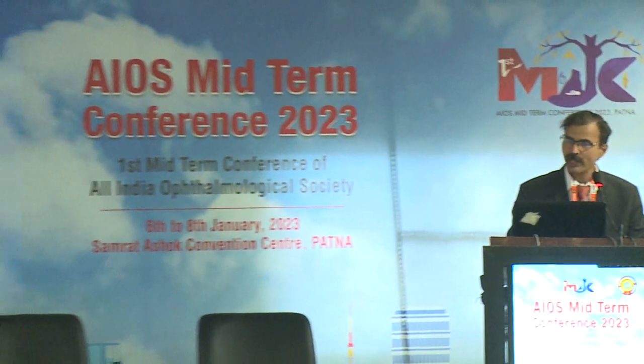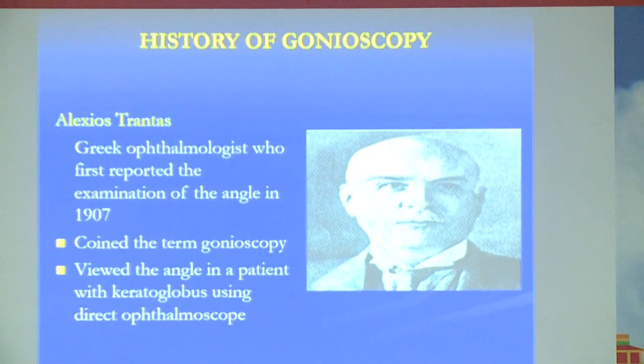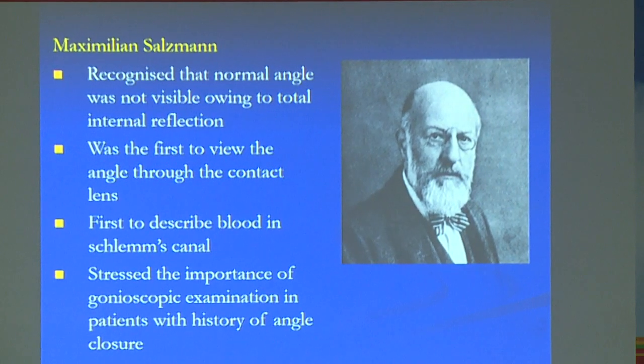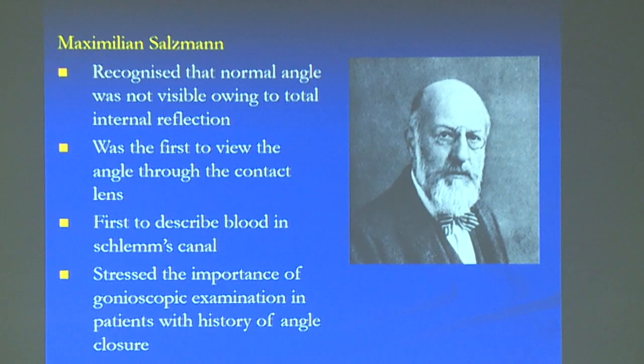A brief idea about the history of gonioscopy. It is Alexios Trantas, the Greek ophthalmologist, who coined the term gonioscopy. And it is Salzmann who was the first to view the angle through a contact lens. He was the first to describe blood in Schlemm's canal.